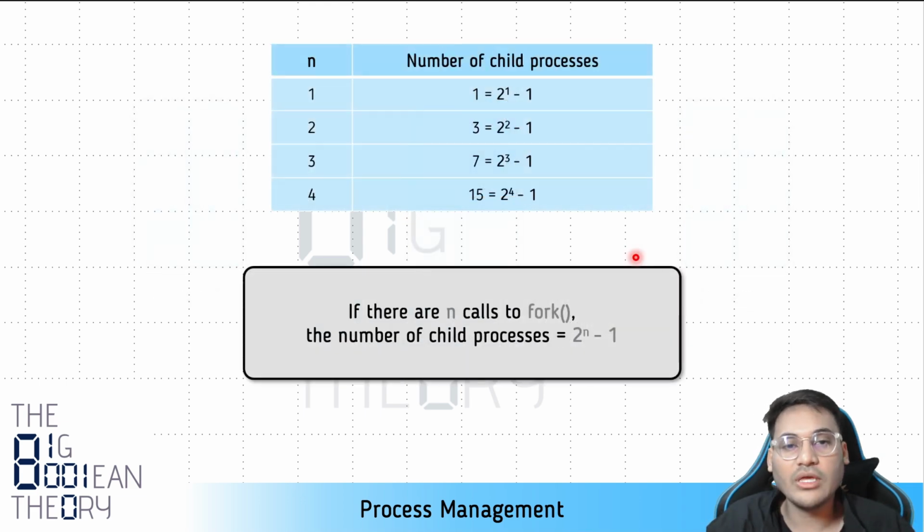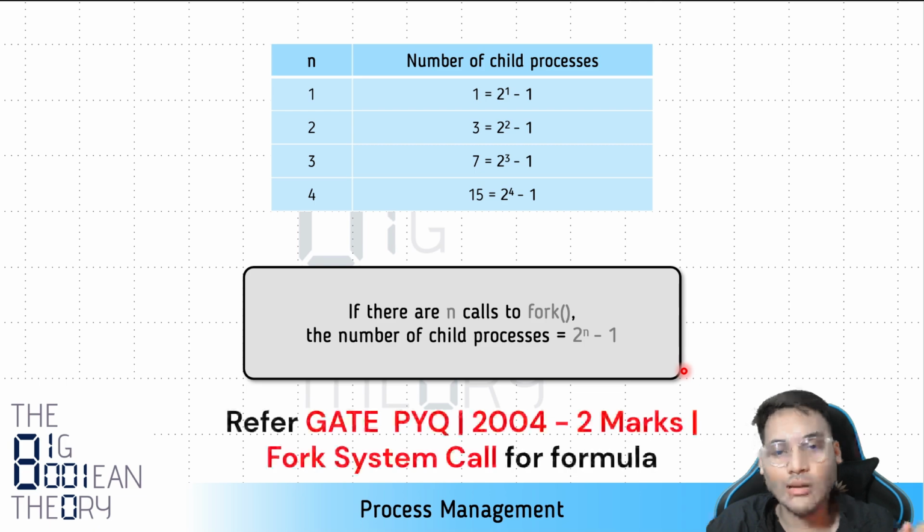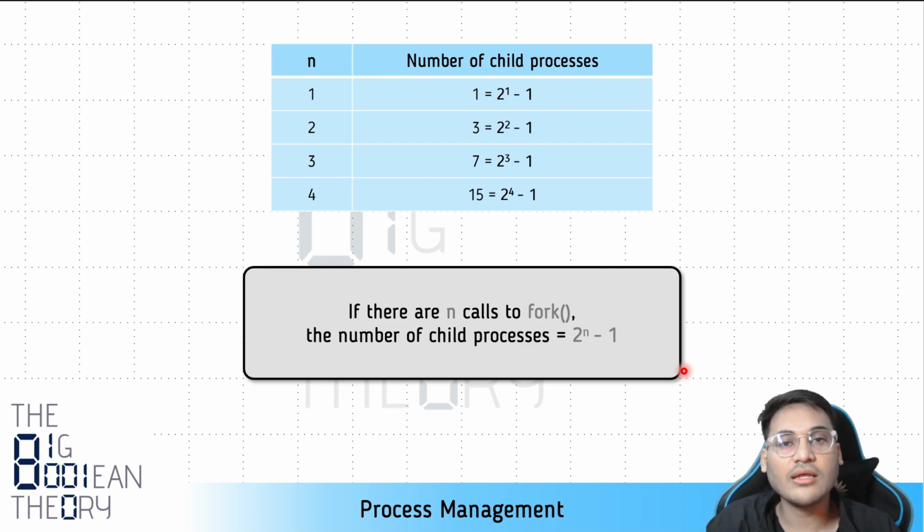Now, we already have the formula for the problem that we're trying to solve. I have derived this formula in another video, so I'm not going to derive it again here. I have attached that video. The rule is that if there are n calls to fork, read this as n fork statements in your piece of code, then the number of child processes that will be created is 2 raised to the power n minus 1.